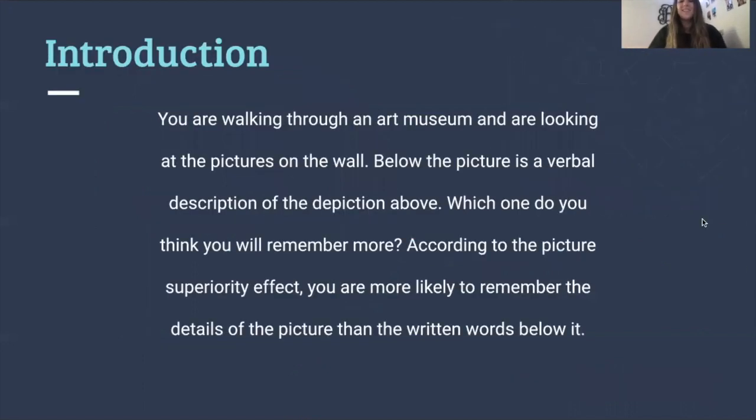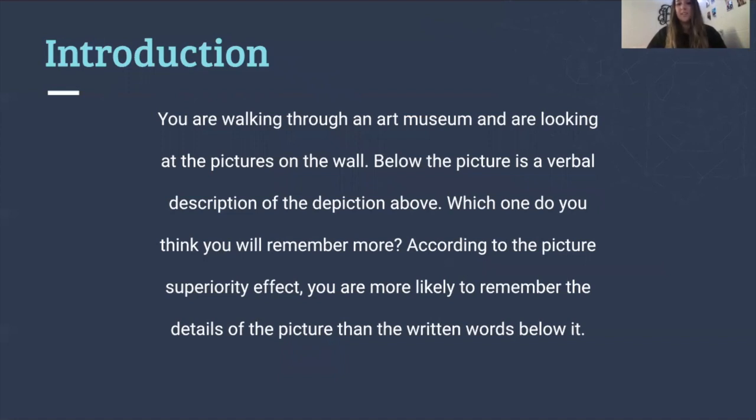So, what I want you guys to do now is close your eyes. And I want you to imagine that you're walking through an art museum and you're looking at all the pictures on the wall. You see one beautiful picture and you're staring at it, and below it is a verbal description of the illustration above. Which one do you think you're going to remember more details from?